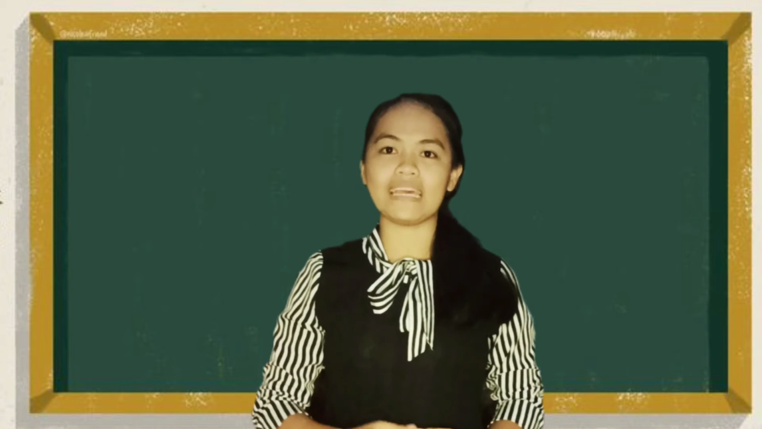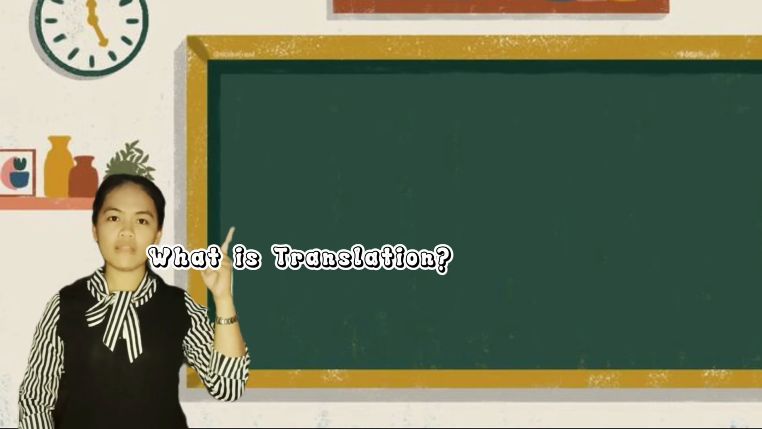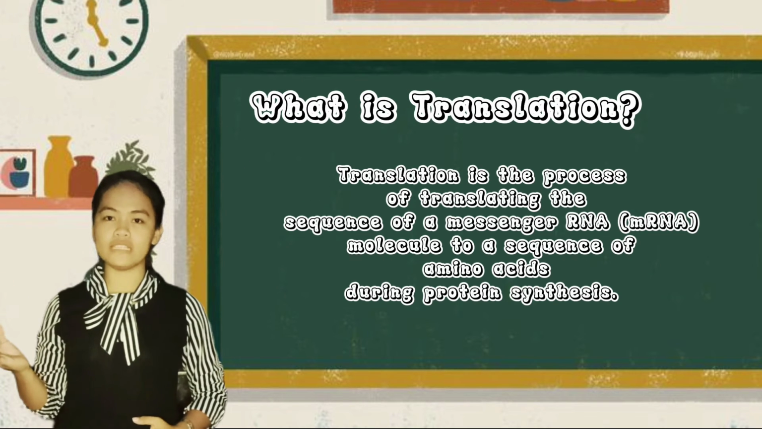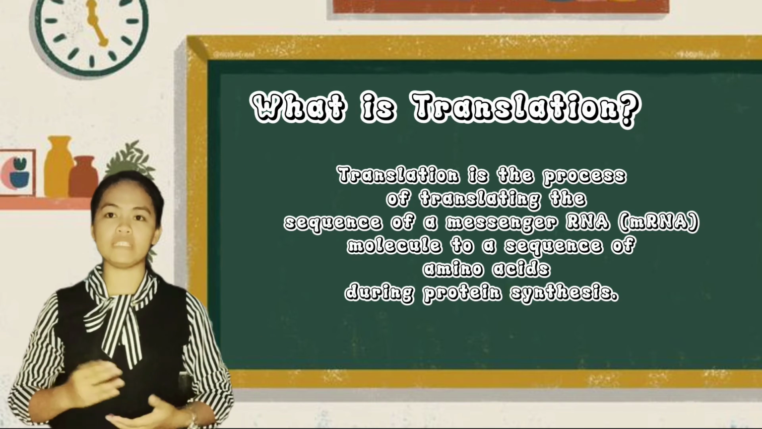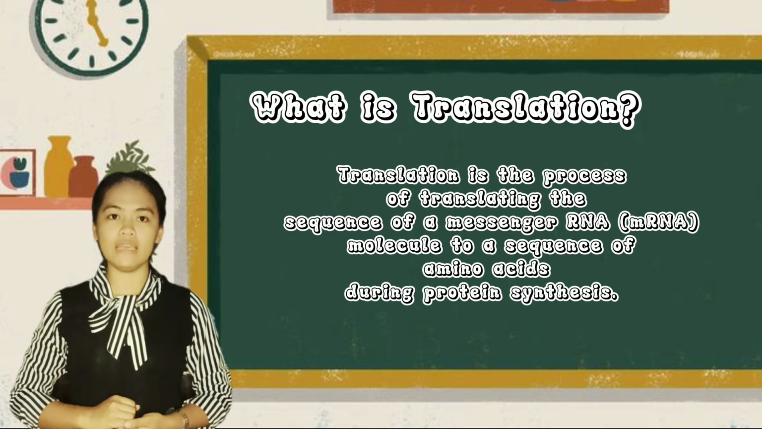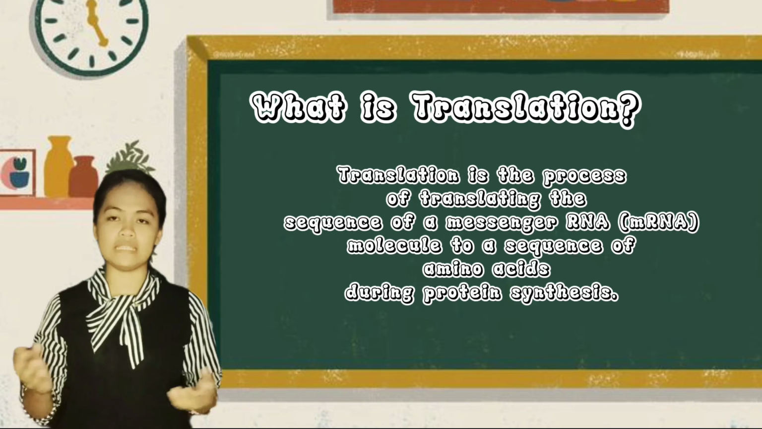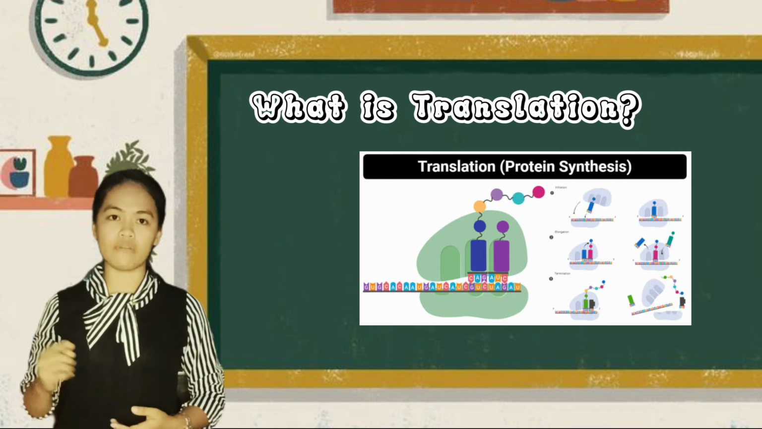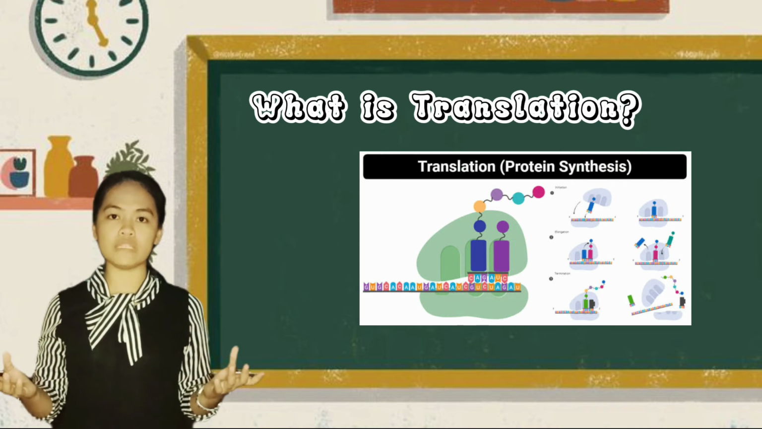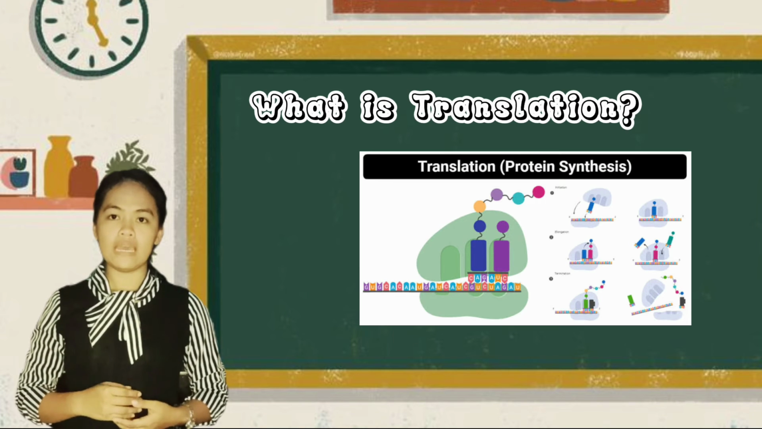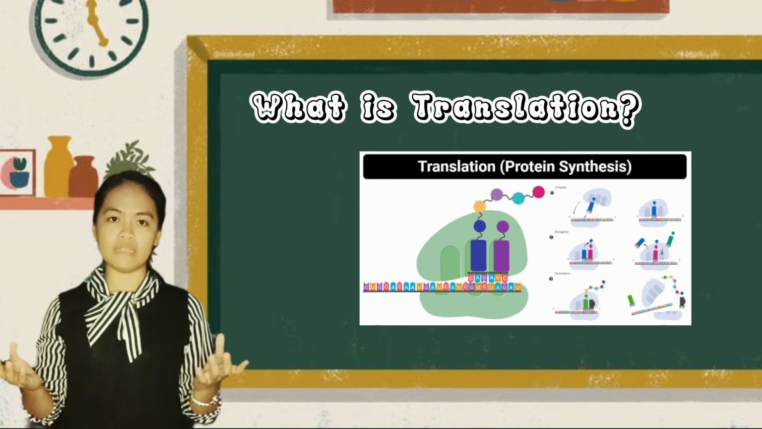My partner Shella tackled transcription, so I'll be heading on to translation, the second stage of protein synthesis. So what is translation? Translation is the process of translating the sequence of a messenger RNA molecule to a sequence of amino acids during protein synthesis. The genetic code describes the relationship between the sequence of base pairs in a gene and the corresponding amino acid sequence that it encodes.